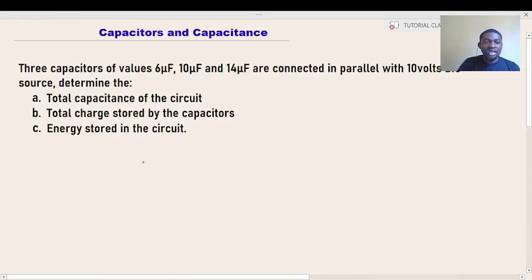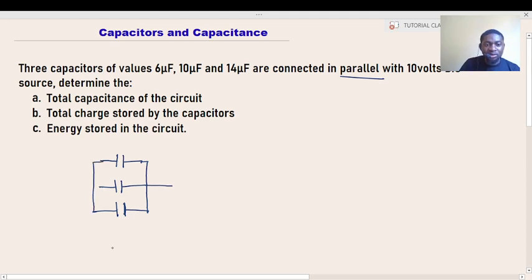Now back to the question. These are connected in parallel. Take note, in parallel. For a parallel connection, it means we have it this way. When they are connected in parallel, all their ends are joined together at one point. That is a parallel connection.